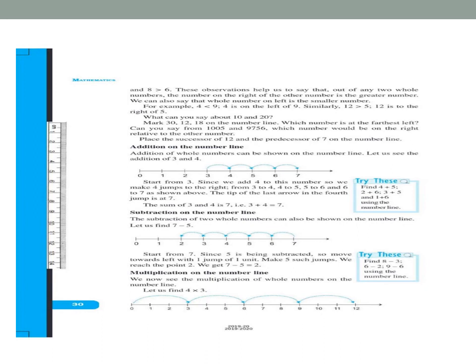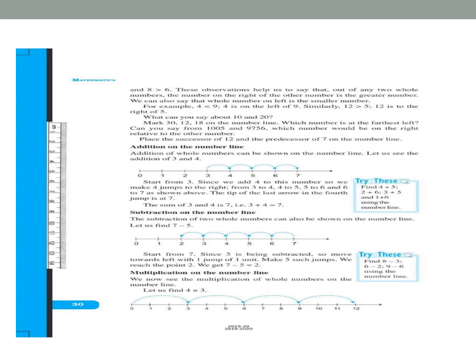Like that you have to do a few more examples also. Start from 7, since 5 is being subtracted, so move towards the left with one jump of 1 unit. What jump are you taking? 1 unit only. Make 5 such jumps. We reach the point 2. We get 7 minus 5 is equal to 2. Similarly, you can try this by taking the numbers 8 minus 3, 6 minus 2, 9 minus 6, and many more you can try.